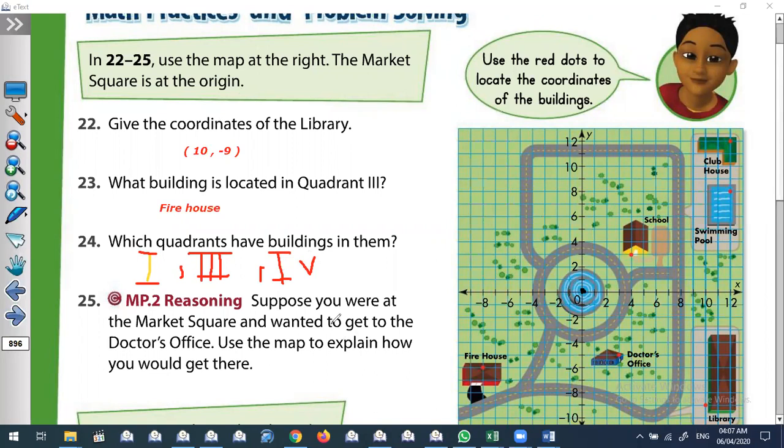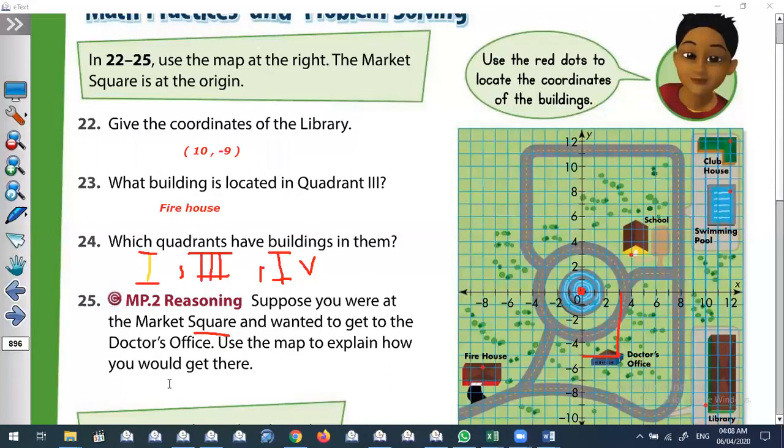Suppose you were at the market square. So you are here now, and wanted to get to the doctor's office. We need to go here. Use the map to explain how you would get there. You have to move 3 units on x. What about y? Negative 5. So 3 to the right and down 5 units.